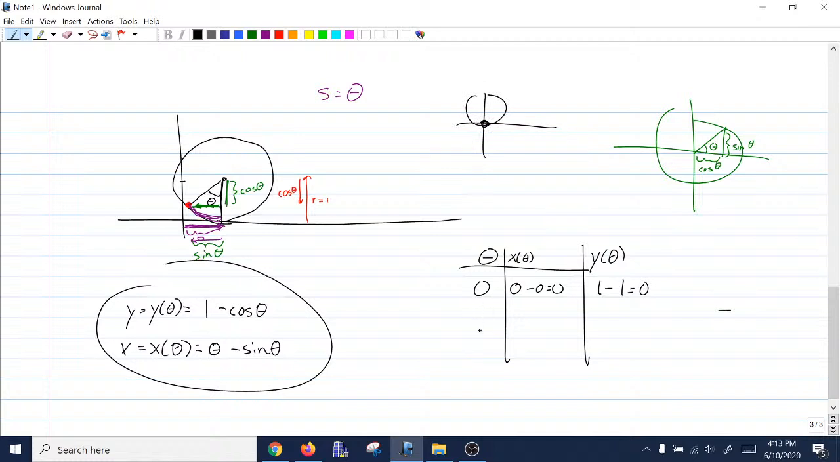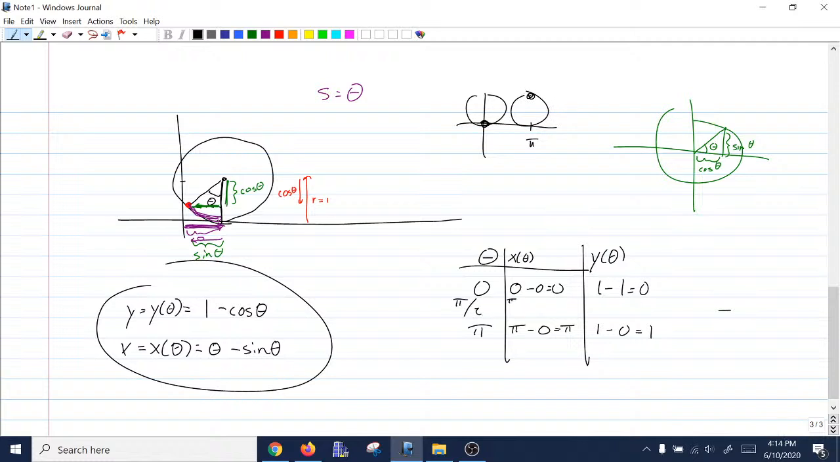If we go out to pi, our x value is pi minus sine pi, which is 0, so it's pi. My y value is 1 minus cosine pi, which is 0, so it's 1. That's correct. We said at pi our height should be 1 for the first time. What's going on in between? What's happening at pi over 2?